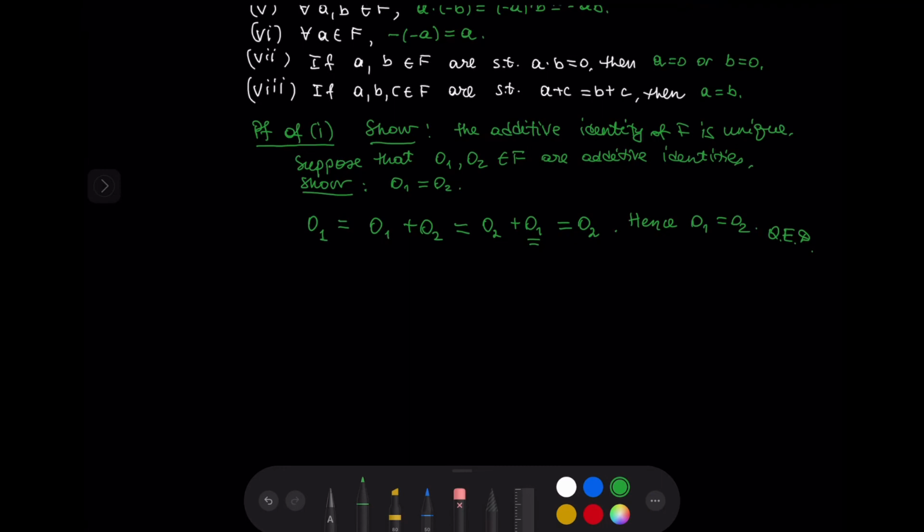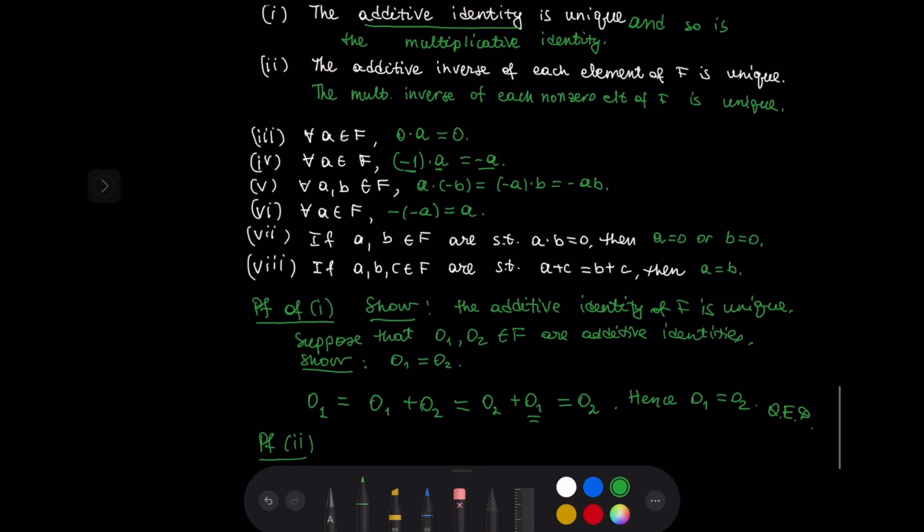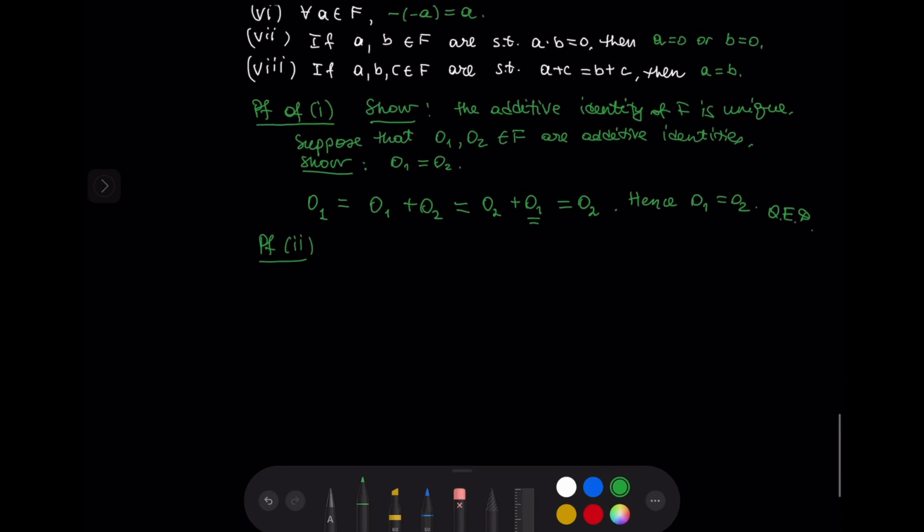So now let us prove the property II. So the property II states that the additive inverse of each element of F is unique, and the multiplicative inverse of each non-zero element of F is unique. So we are going to prove only the first portion of statement II. So let A be an element of F. What we want to show is that the additive inverse, which is minus A, is unique.